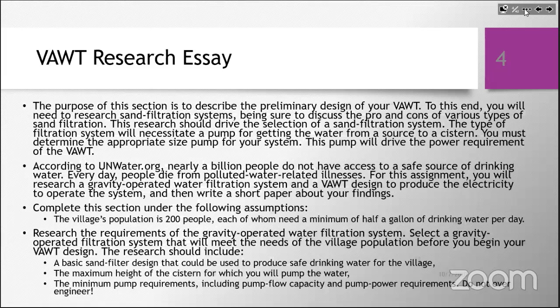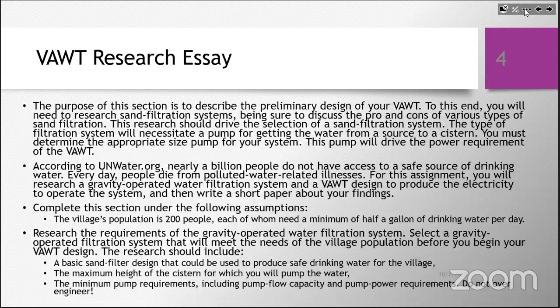And the whole point of the VAUT overall is to have this nice portable source of power generation that can be moved from place to place very easily. So you don't want it to be extremely large, right? You just want it to be large enough, right? So determining how big of a pump you need is really important. What do you guys think would go into determining the size of the pump?